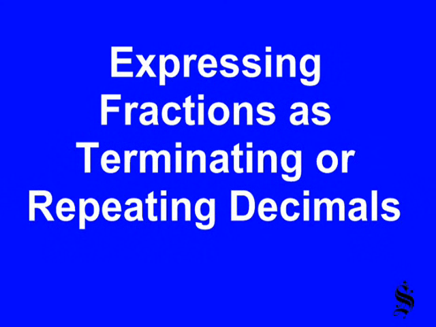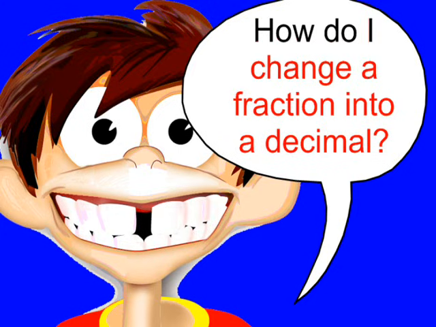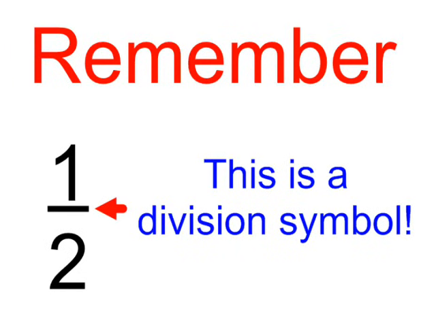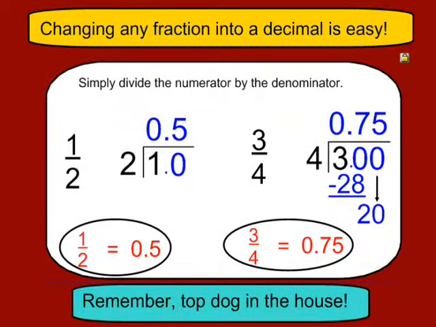Expressing fractions as terminating or repeating decimals. So how do you change a fraction into a decimal? It's pretty easy. Remember that this symbol is actually a division symbol. What this means is 1 divided by 2. And if you look at 1 divided by 2, put that top dog in the house. 1 divided by 2 is 0.5.